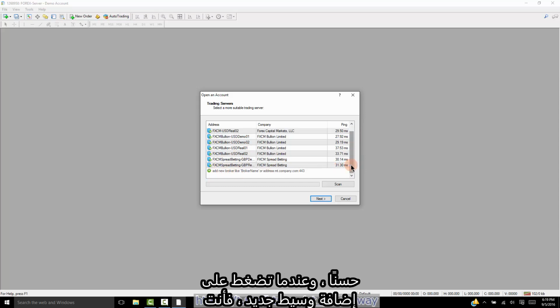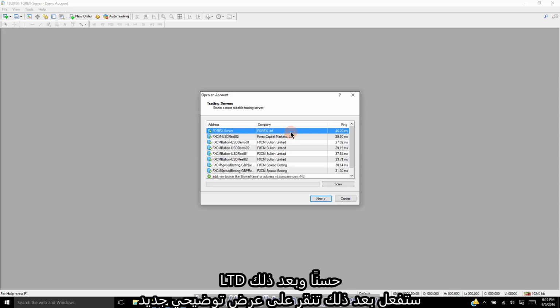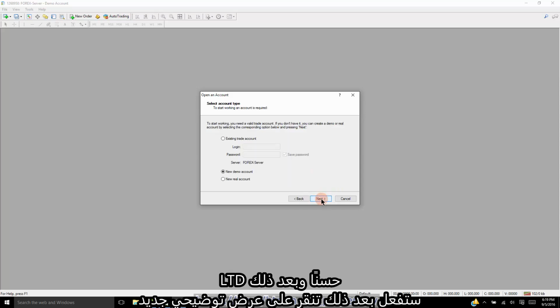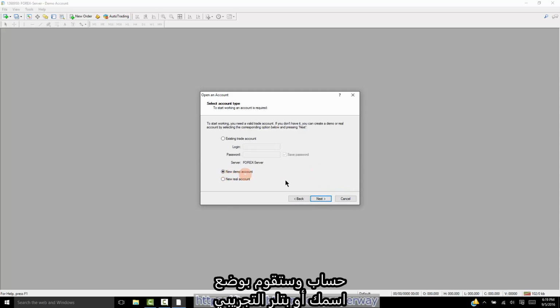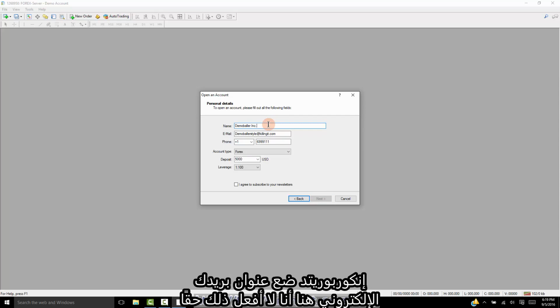Okay, and when you click on that, adding new broker, you're going to type in these things here: Forex-server, Forex Ltd. Okay, and then you're going to do a next. You want to click on new demo account, and then you're going to put in your name, or Demo Baller Incorporated. Put your email address in here.